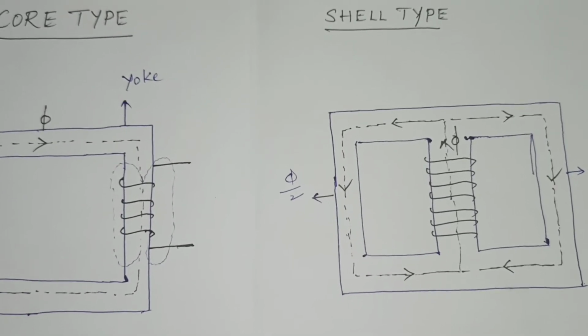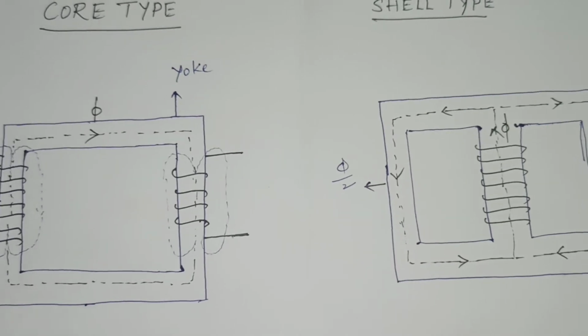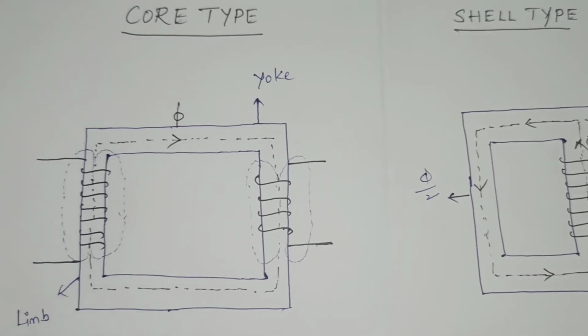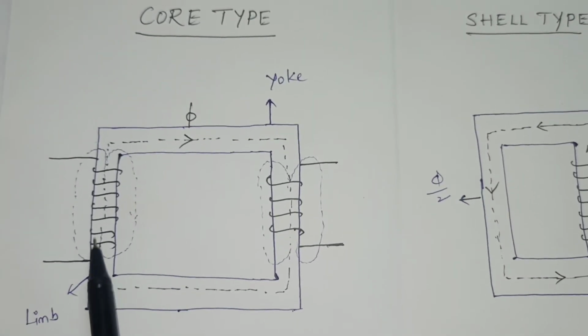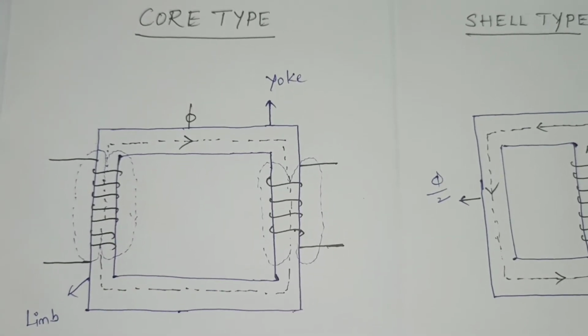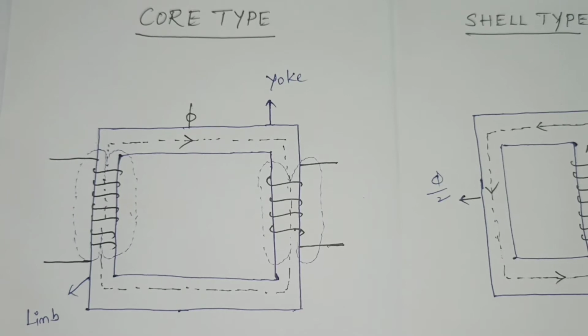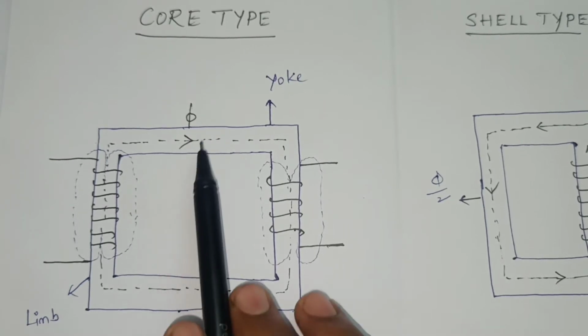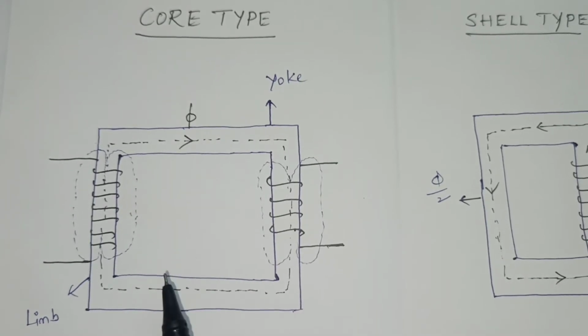Coming to the next one, the core type transformer is called a series magnetic circuit, because the flux in the primary winding is equal to that in the secondary winding. We have some constant flux in the primary winding and secondary winding. That's why the core type transformer is also called a series magnetic circuit.